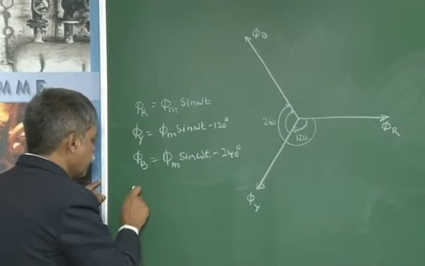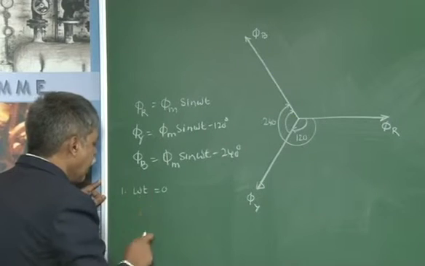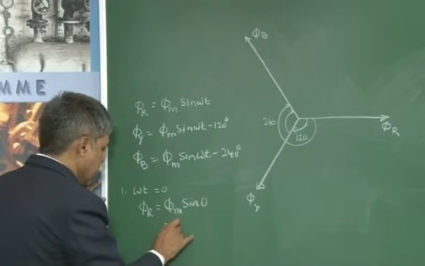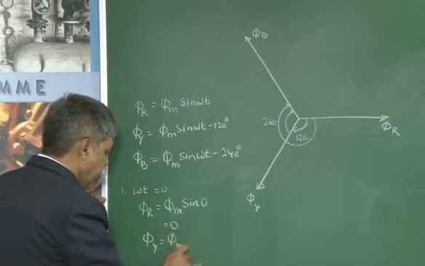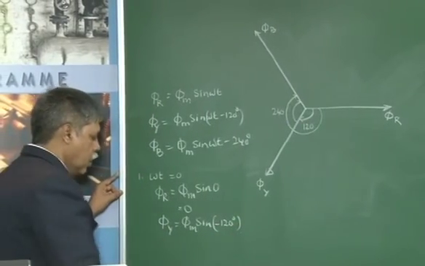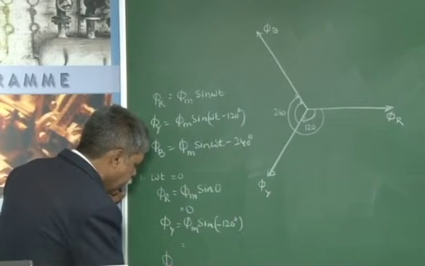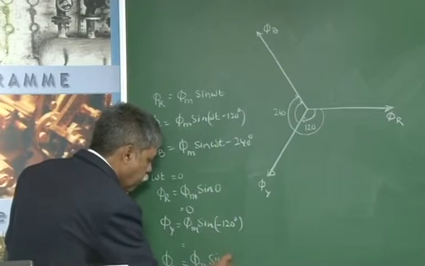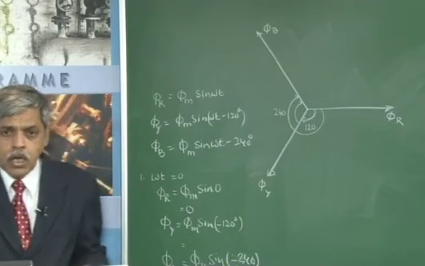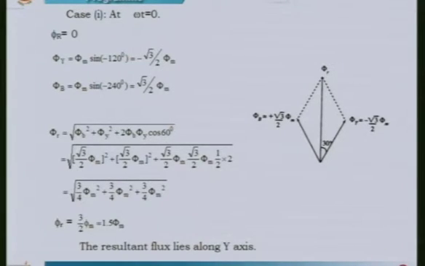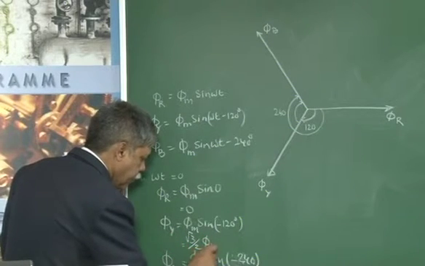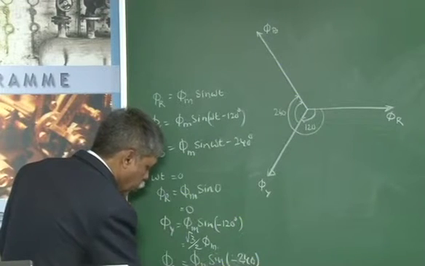At omega t is equal to 0, that is the first case, I have phi r is equal to phi m sin 0, so I will be getting this value as 0. Phi y will be phi m sin omega t minus 120, therefore I will get minus 120. So there will be a value for this phi y. Similarly, phi b will be phi m sin of plus 120 or minus 240, there is a value for this. So when you have it like this, the value of phi r is 0, phi y will be root 3 upon 2 phi m, and this will be minus root 3 upon 2 phi m.